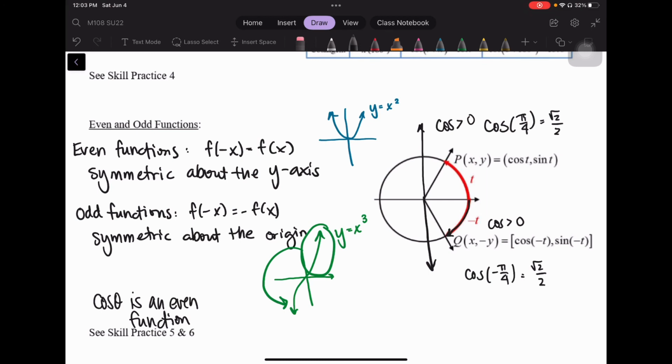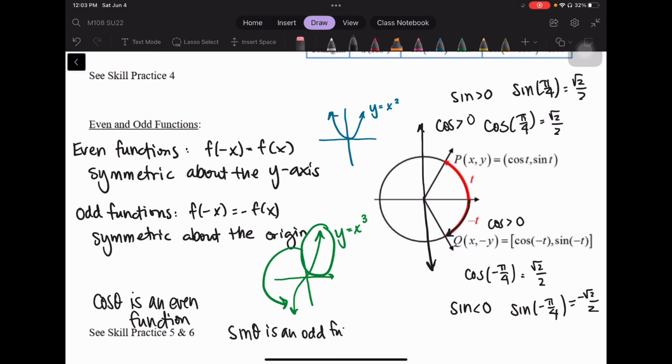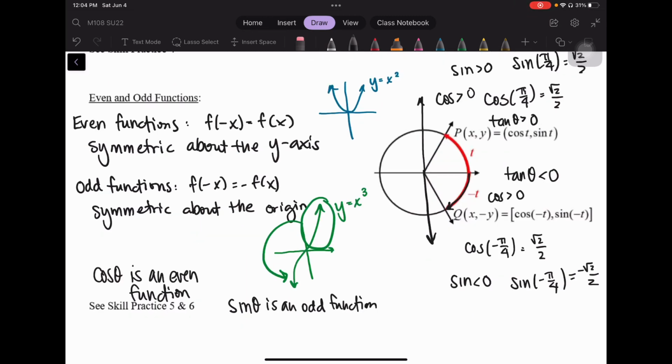What about for sine? Well, sine is positive in the first quadrant and sine is negative in the fourth quadrant. So let's look at the sine of pi over 4. That's equal to root 2 over 2, but the sine of negative pi over 4 is equal to negative root 2 over 2. And so it's the negative function. So sine of theta is an odd function. Well, what about tangent? Tangent is also an odd function.